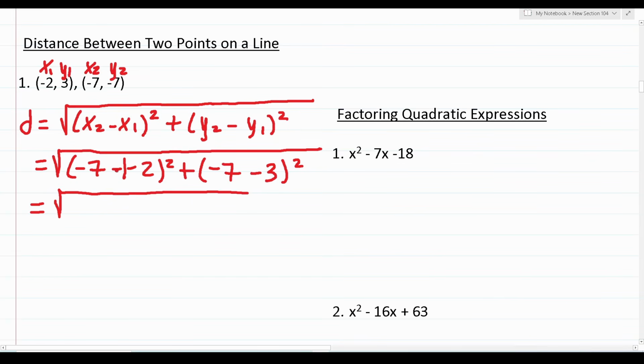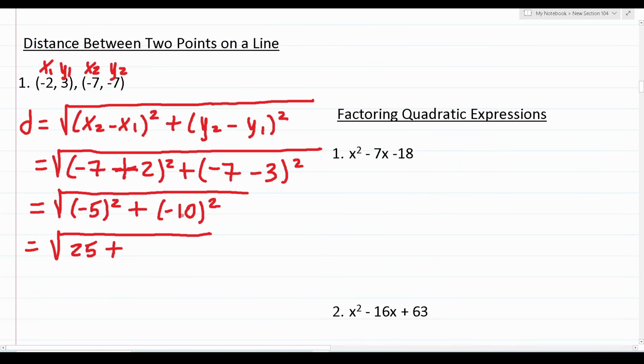This is a double negative, so we know that's going to become positive. -7 plus 2 is going to be -5 squared plus -7 minus 3 is -10 squared. Let's keep working this out. -5 squared is 25. Again, that's the same thing as -5 times -5. Negative times a negative would be a positive. Likewise, -10 squared is the same thing as -10 times -10, which would be positive 100.